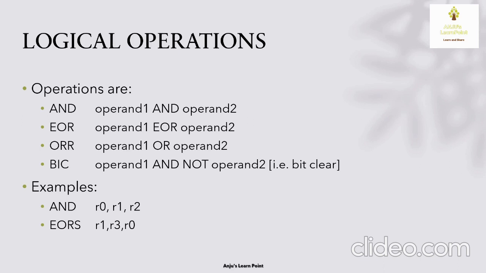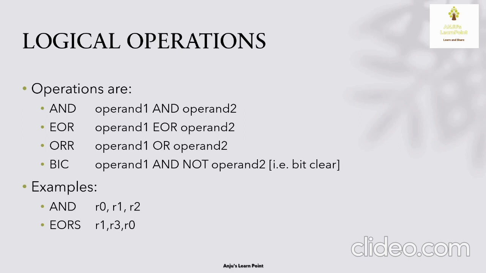Similarly, EOR or XOR. Here also the contents in one register are XORed with the contents in the second register and stored in a third register. Next is ORR, where the contents in the first register are ORed with the contents in the next register. Next is BIC, where the contents in the first register are AND NOTed with the contents in the second register.